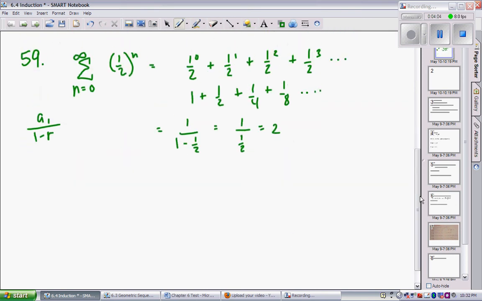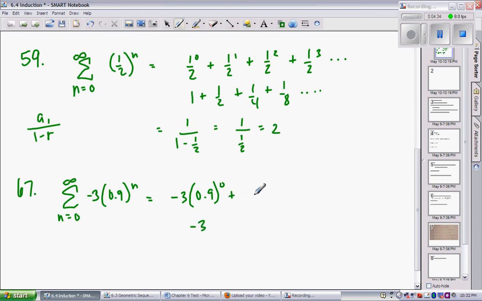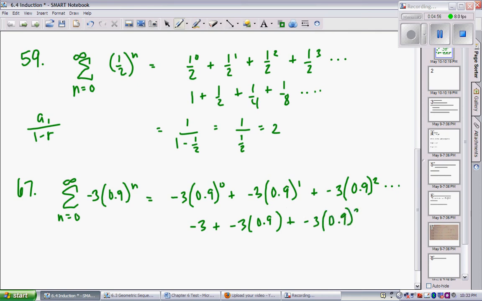Okay, let's look at another one. Let's look at number 67. Okay, I have the sum of infinity, n equals 0, of -3 times 0.9 to the n. Well, -3 times 0.9 to the 0 is going to just give me -3. That's my a sub 1. Plus -3 times 0.9 to the first. Plus -3 times 0.9 squared. So on and so forth. First term is -3. Second term is -3 times 0.9, excuse me. Plus -3 times 0.9 squared.